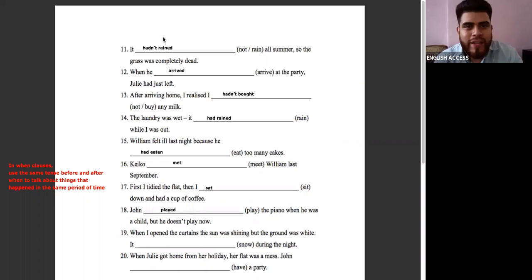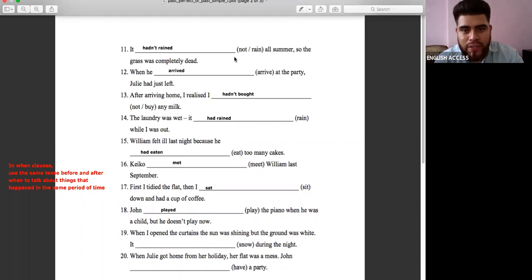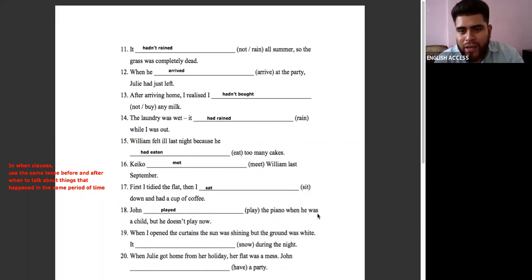Yeah. So in this sentence, we have was, which is in the simple past. So whatever is before when also needs to be in the simple past, in this case, played. In this case, we're talking about the time period when he was a child. Okay, when he was a child, he played piano.